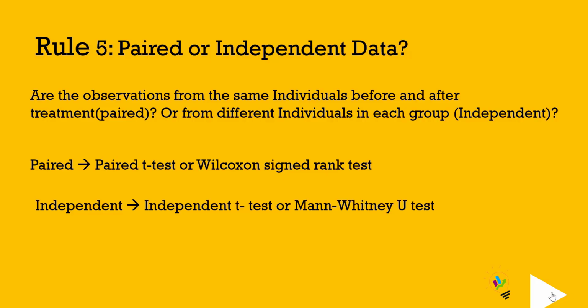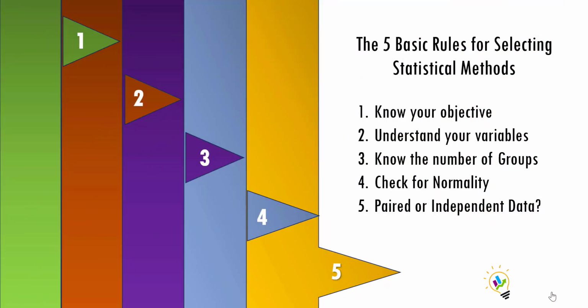So the basic 5 rules we have discussed in this video, basing on which the type of test will be decided. Number 1, know your objective, the purpose of the test. Number 2, understand the variables, that is measurement types. Number 3, know the number of groups, how many groups are there in the test. Number 4, check for the data normality. Basing on the normality, the test will change. And the fifth one is understand the relationship between the data. Is it paired data or independent data? So these are the important rules for selecting the statistical methods.